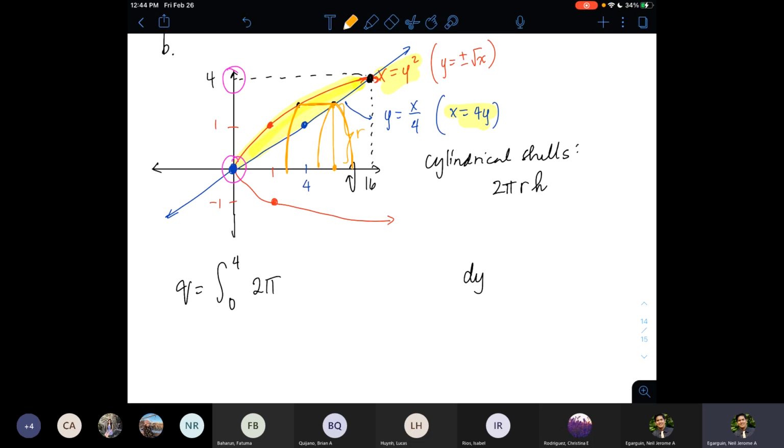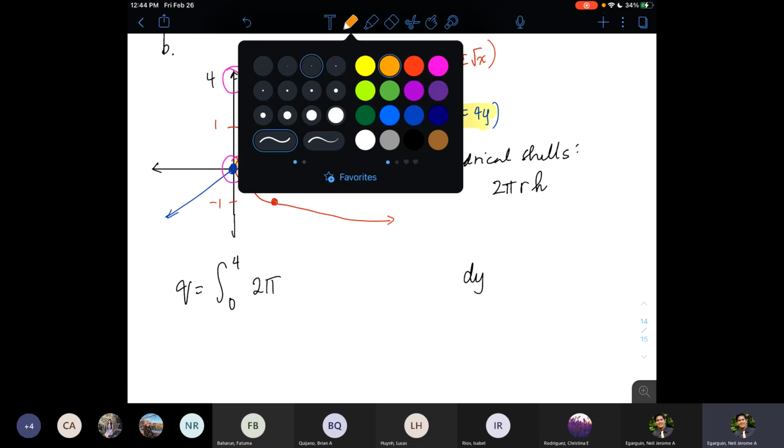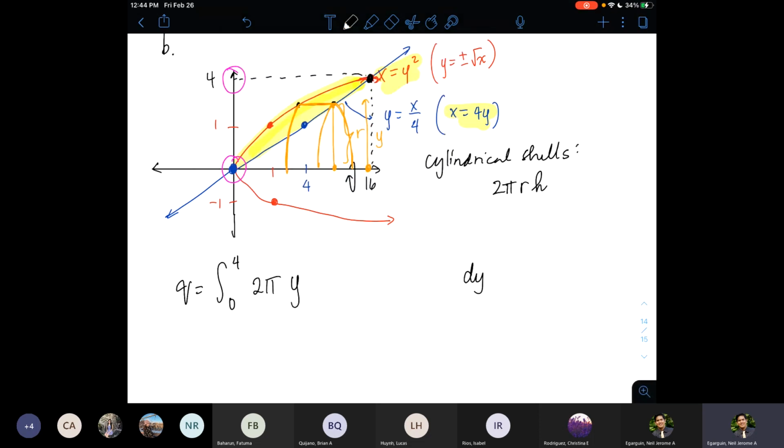That's R, right? But our convention says that whenever measuring something from the x-axis upward, that's always y units, okay? And can I use y in my integral? Yes, because luckily I'm integrating with respect to y. So y is the radius, so I'll put that here. I'll just put an arrow here to remind you that that's the radius. And then the height. What's the height of the cylindrical shells?